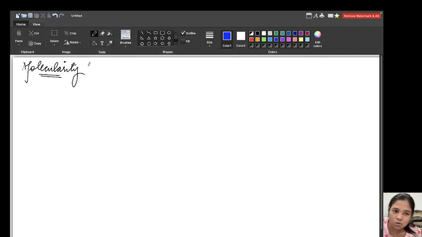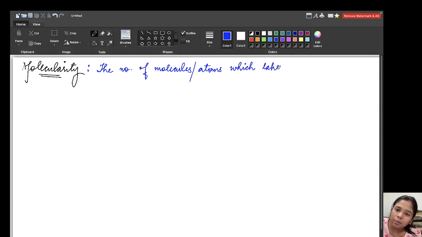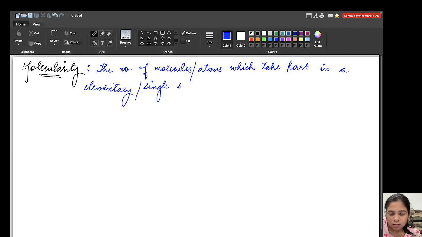Now here you have a twist, okay? Molecularity, as the name suggests, is the number of molecules or atoms which take part in a chemical reaction. Not any chemical reaction, but here you will write elementary or single step chemical reaction. This is very important, okay? Elementary or single step, this is very important.